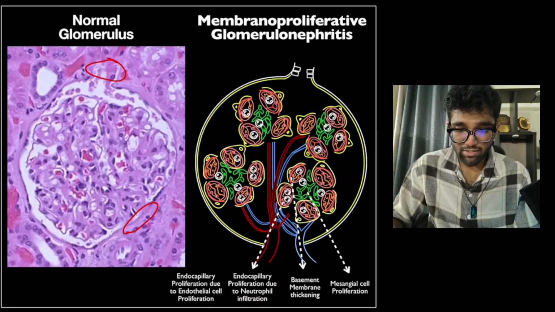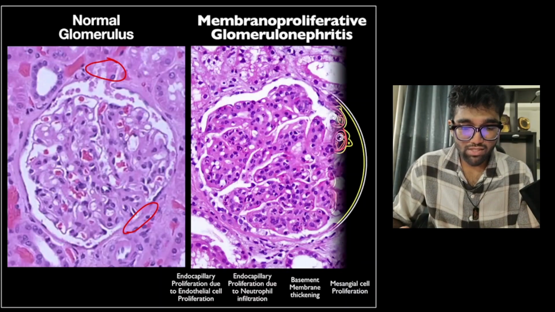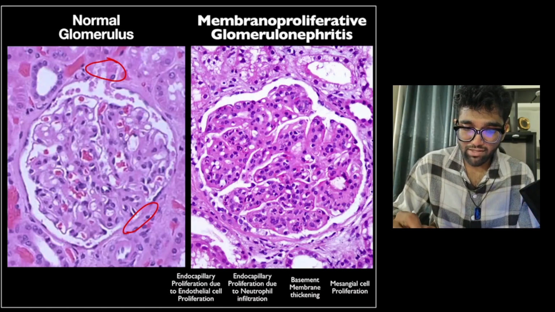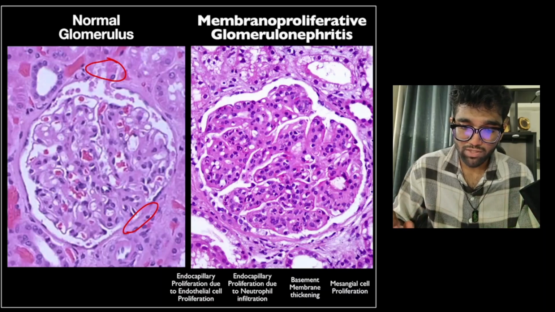Now, in addition to this, we'll see what happens in membranoproliferative glomerulonephritis. So this is a case of membranoproliferative glomerulonephritis. Okay, so right off the bat, it is very clear that the glomerulus appears to be enlarged in size. That is because the number of cells within the glomerulus have increased.